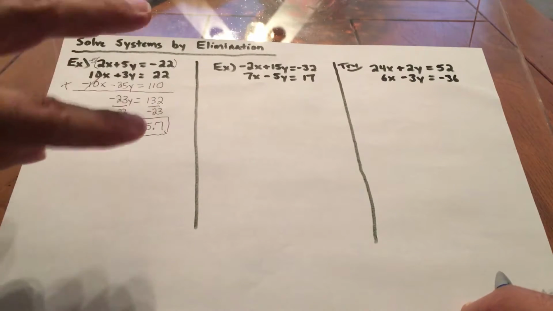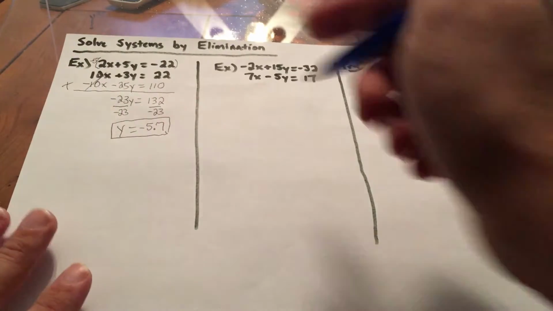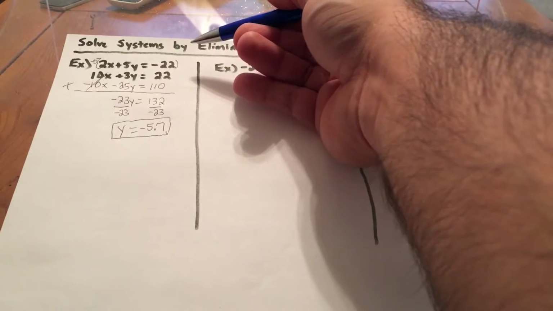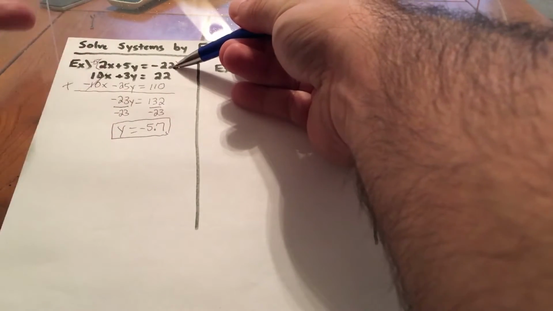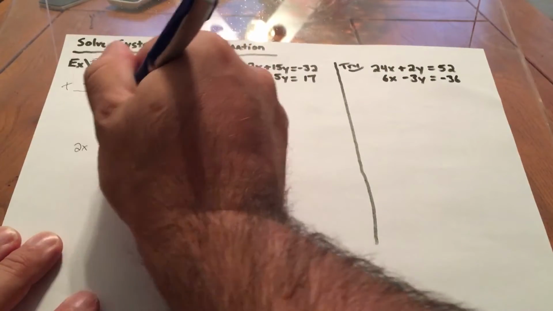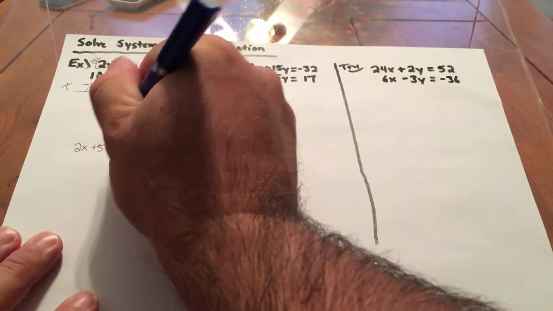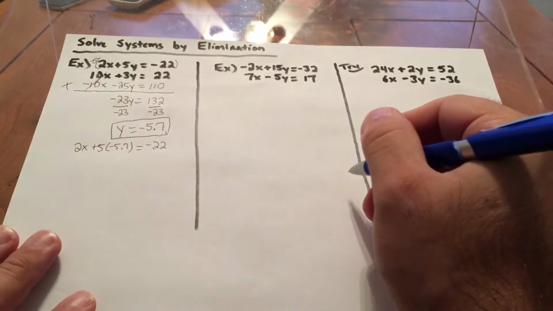So both of these methods involve about the same amount of work. I'm going to pick the equation with the smallest numbers in it because I think it will make my life easier. So I'm going to pick this first equation, but you don't have to. You can pick either one. So we'll go up there to the 2x, plus 5 times y, which in this case we found to be negative 5.7, and that's going to be equal to negative 22.